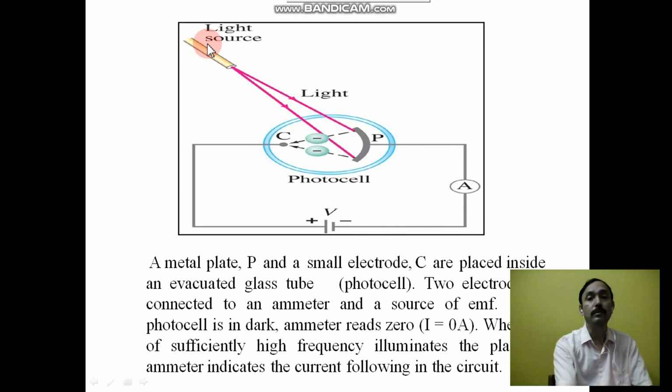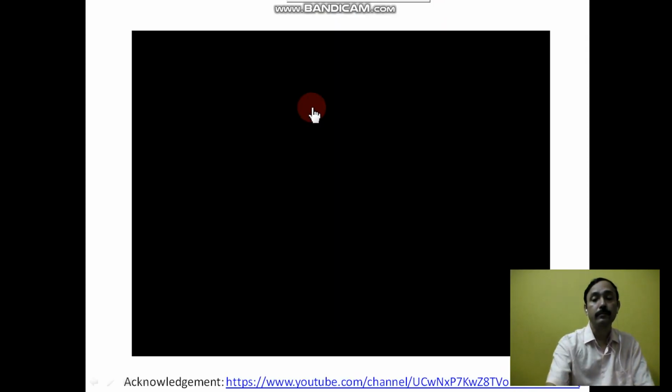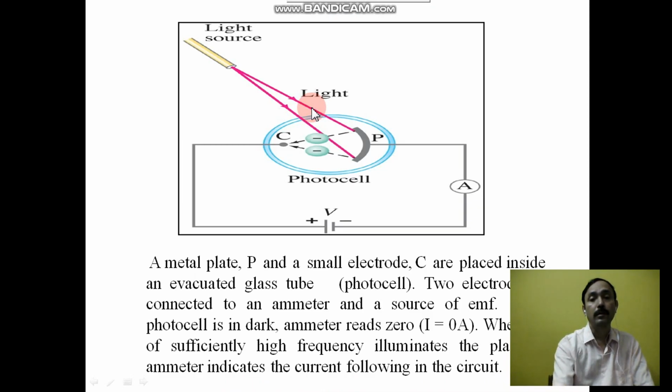Now when a light source of suitable frequency, definitely suitable frequency, falls onto this, electrons are liberated. These electrons are liberated and they are collected by the collector. As it is the positive terminal, they are collected by that terminal. So there is a current in the circuit.